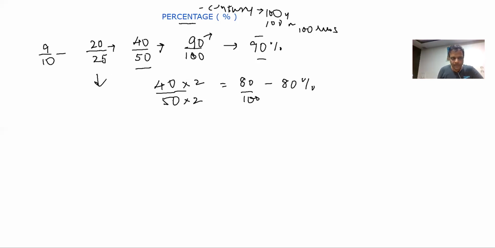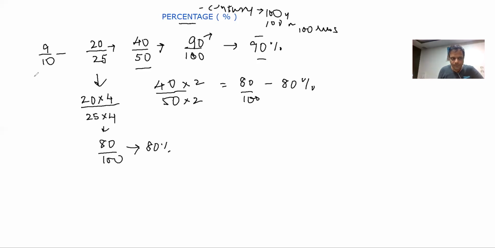Similarly, in this case, we have denominator 25. We have to convert it into 100. So 25, if we multiply by 4, I get denominator 100. But then I'll also have to multiply by 4 in the numerator. Now what is the score? This becomes 80 upon 100. So what is the percentage now? 80%.